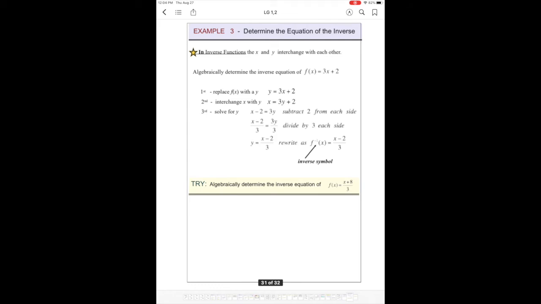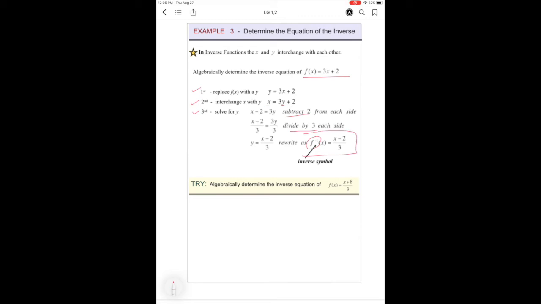Okay, now we're going to work with finding inverse equations. Here's the first example. It wants the inverse. These are the steps we're going to follow. The first thing is we replace the f of x with y, because f of x is y. Second, we want to interchange. Where we see a y, it becomes an x, and where we see an x, it becomes a y. And the third step is we're just going to do some algebra now to isolate y. So I subtracted 2, I divided it by 3, and then I rewrote it with this notation. That's our symbol for inverse. So make sure you write that, and there's the answer.